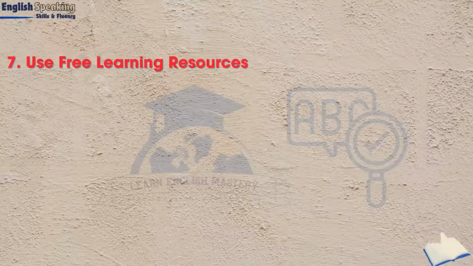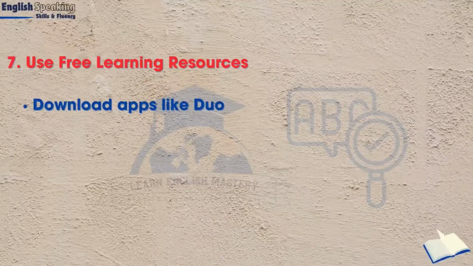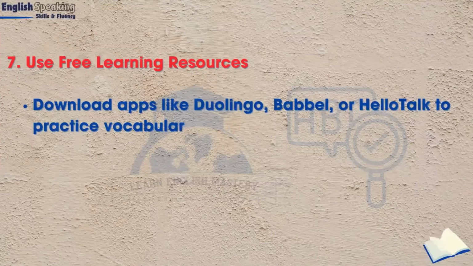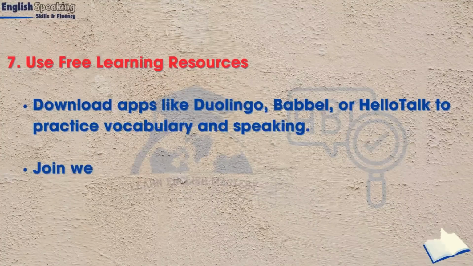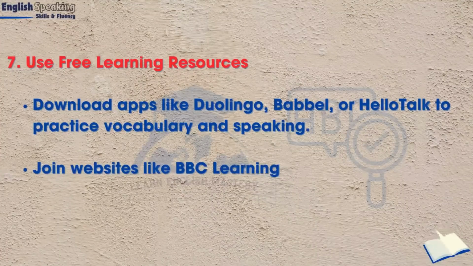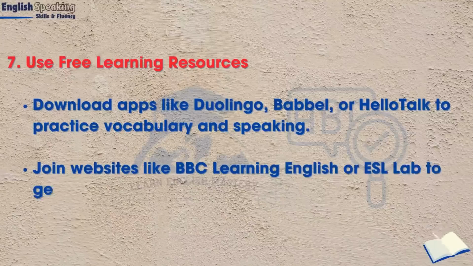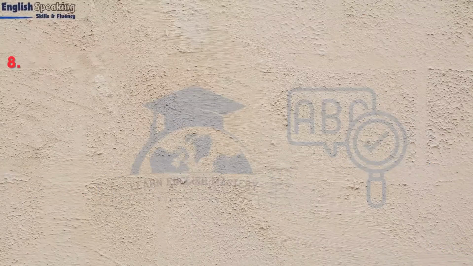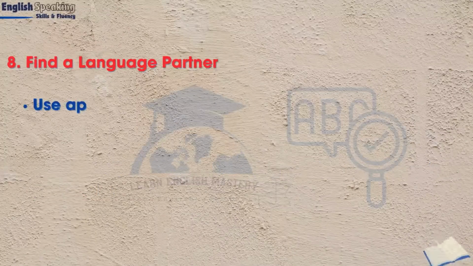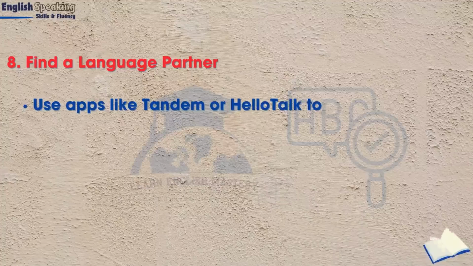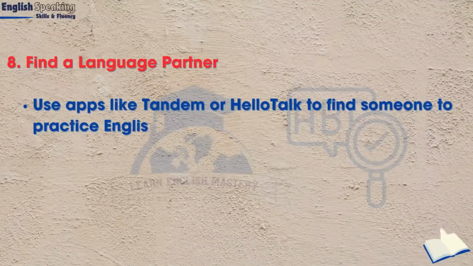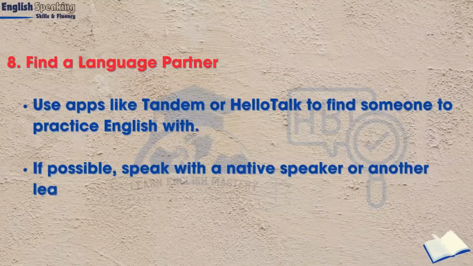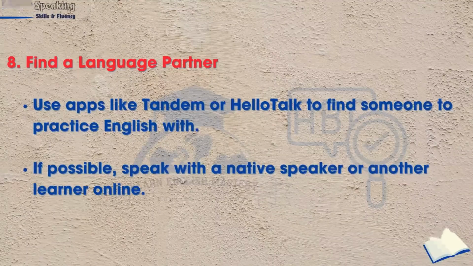7. Use free learning resources. Download apps like Duolingo, Babbel, or HelloTalk to practice vocabulary and speaking. Join websites like BBC Learning English or ESL Lab to get free lessons. 8. Find a language partner. Use apps like Tandem or HelloTalk to find someone to practice English with. If possible, speak with a native speaker or another learner online.